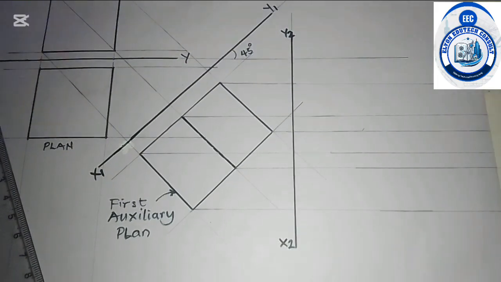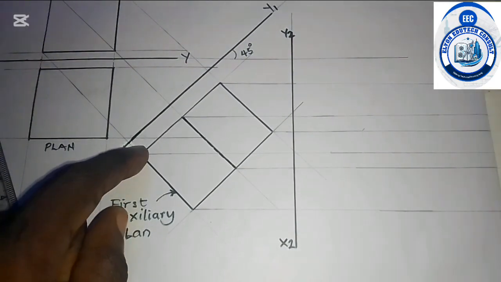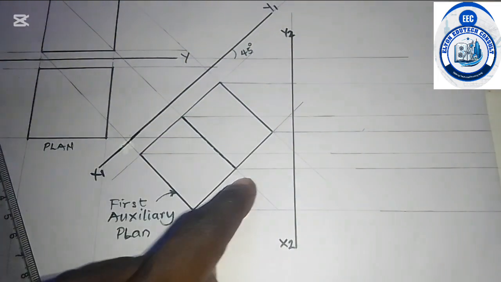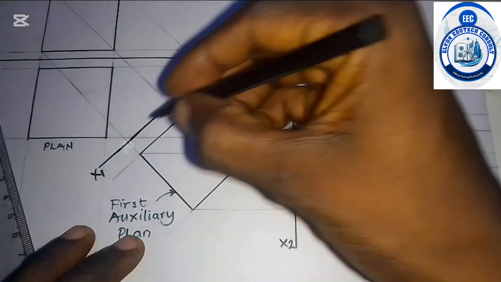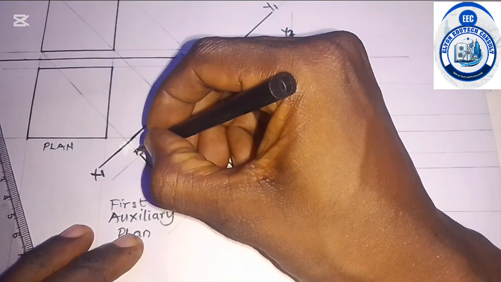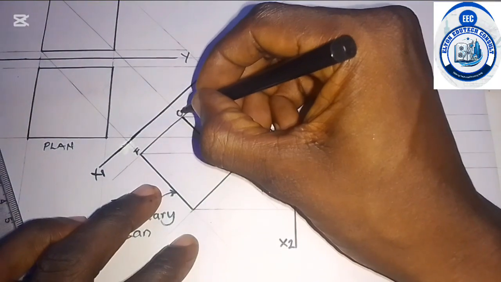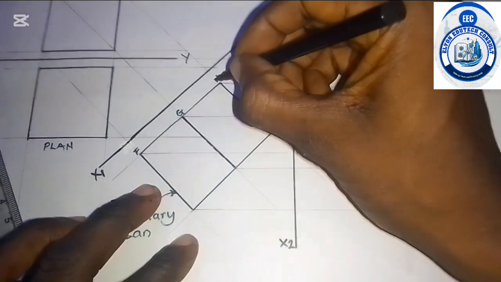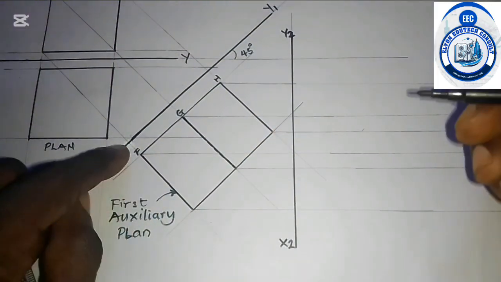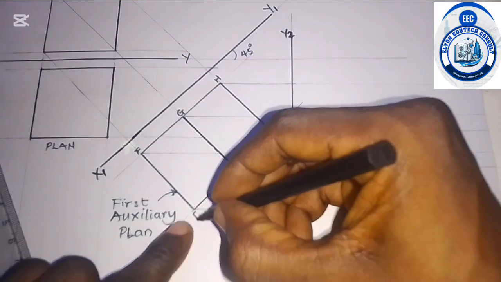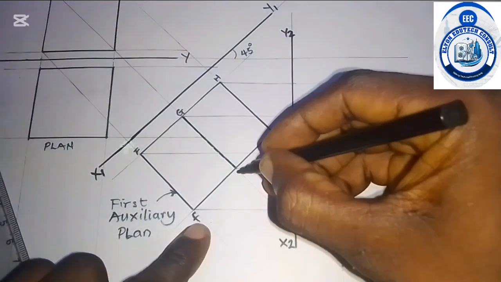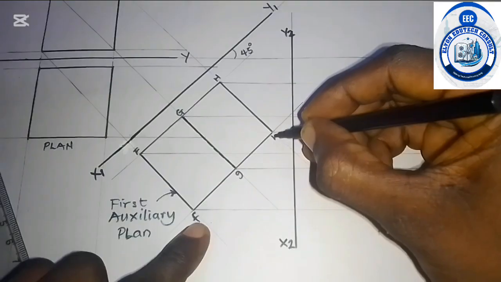So now for easy understanding, I'm going to give each of these edges here a title. Let me say this side I will call F, and this side G, and here I will give it H. Then under here I will give small f, small g, and then small h.